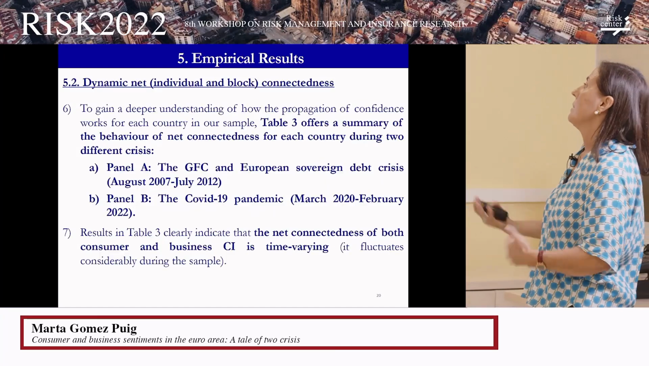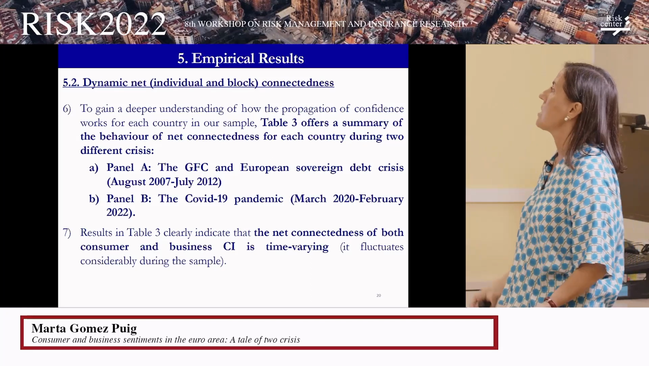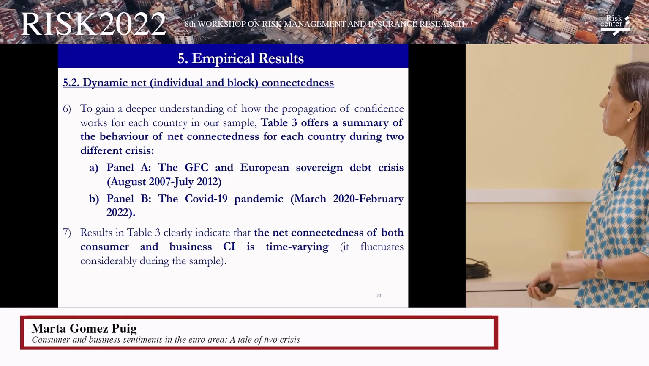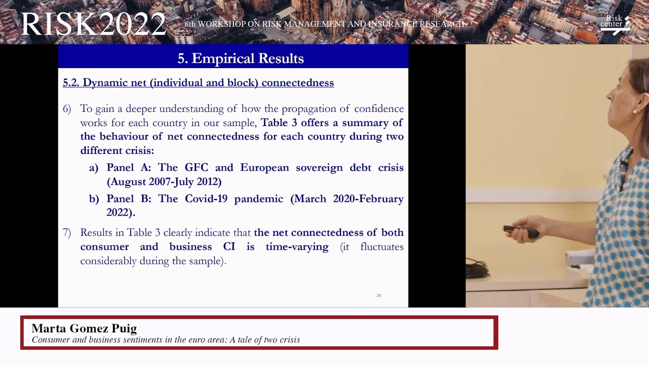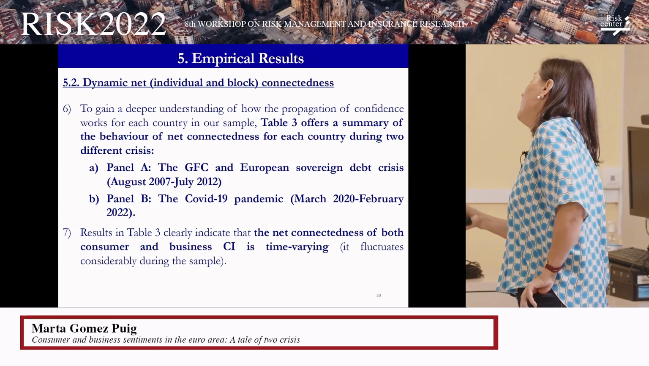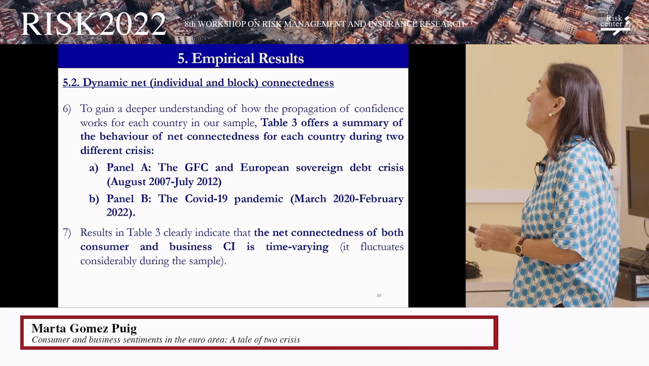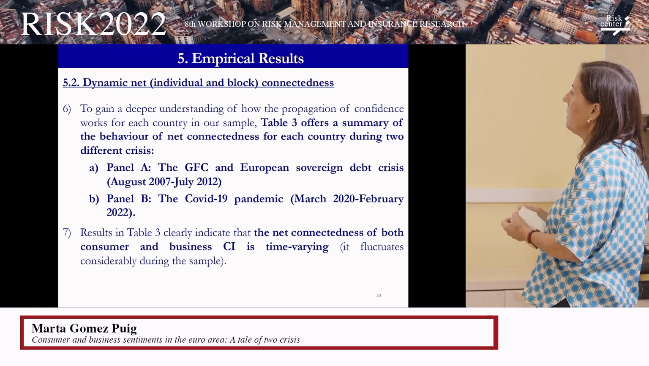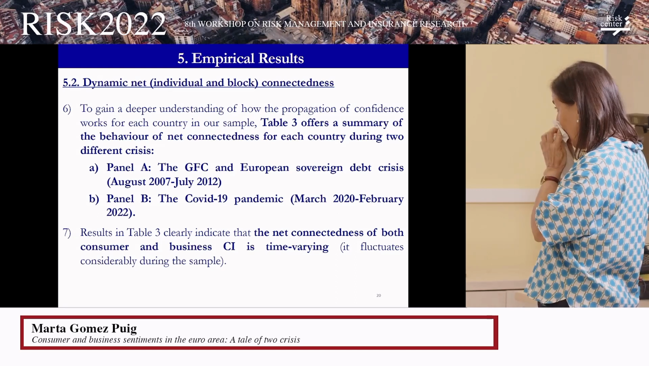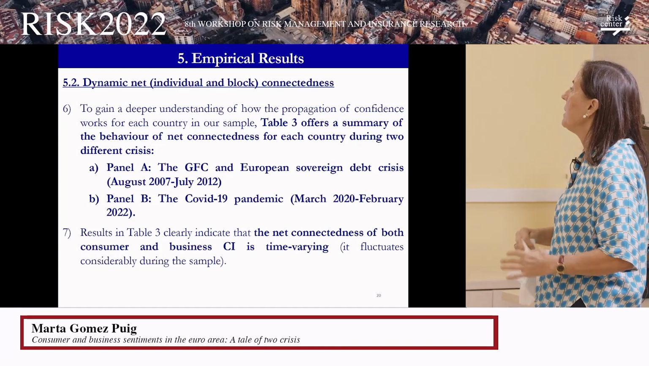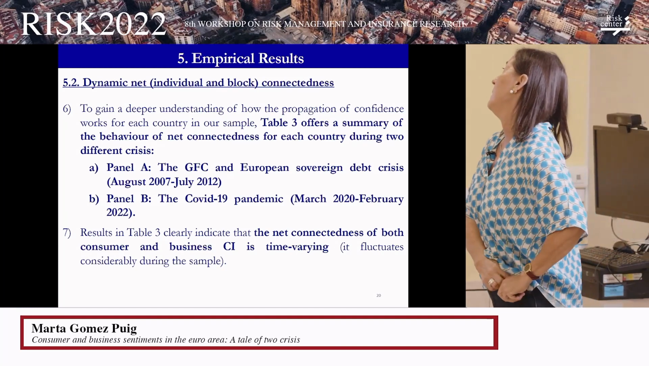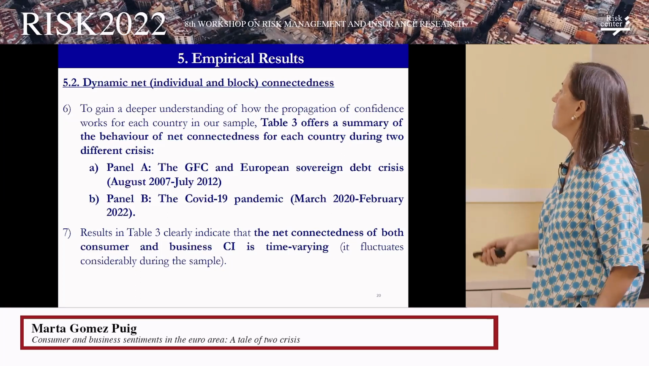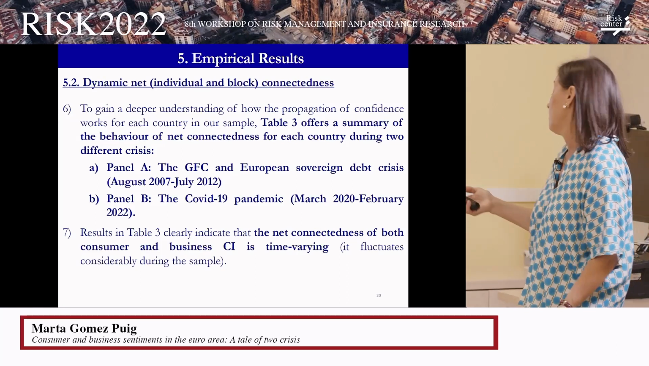And then to gain a deeper understanding of how the propagation of confidence works for each country in our sample, table number 3 offers a summary of the behavior of net connectedness for each country during two different crises. In panel A, we summarize the results for the global financial crisis and European sovereign debt crisis that goes from August 2007 till July 2012. And panel B corresponds to the COVID-19 pandemic and goes from March 2020 till February 2022.